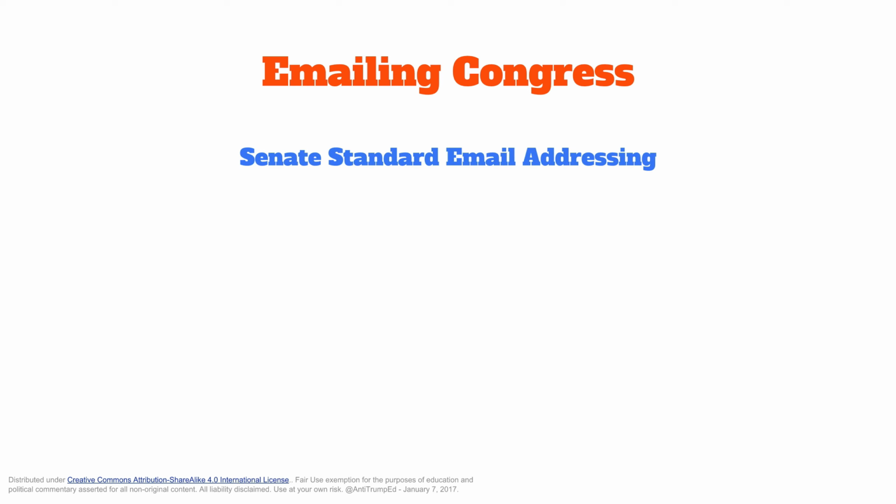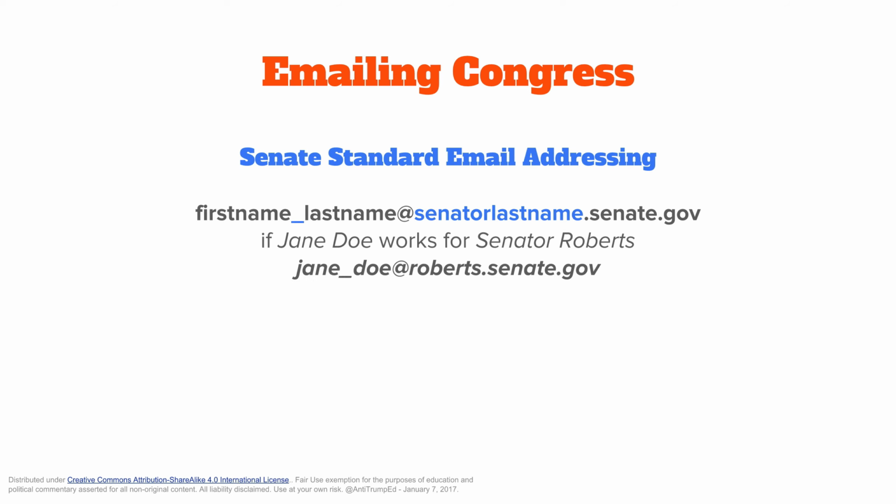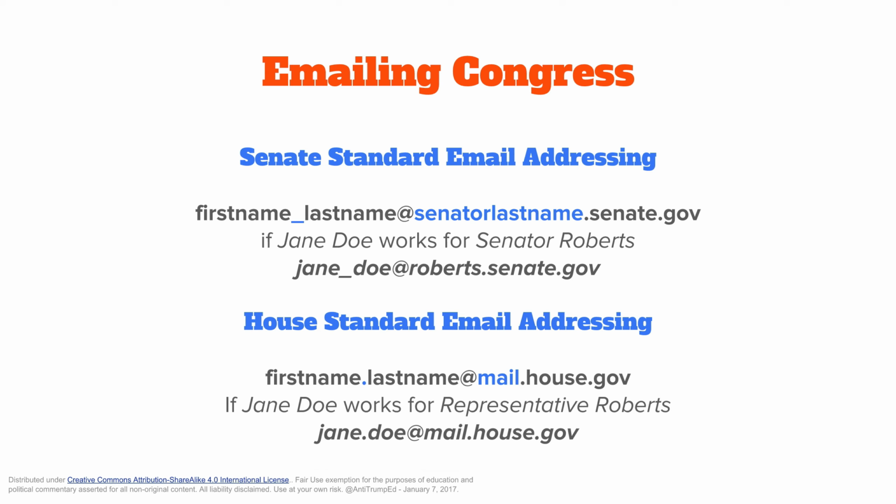First, Senate standard email addressing looks like this. It's first name underscore last name at the senator's last name.senate.gov. So if Jane Doe works for Senator Roberts, it's going to be Jane underscore Doe at roberts.senate.gov. Now it's different over in the House. House standard email addressing looks like this. It's first name dot last name, not underscore, dot, at mail, M-A-I-L, mail.house.gov. So if Jane Doe works for Representative Roberts, it's going to be jane.doe at mail.house.gov.